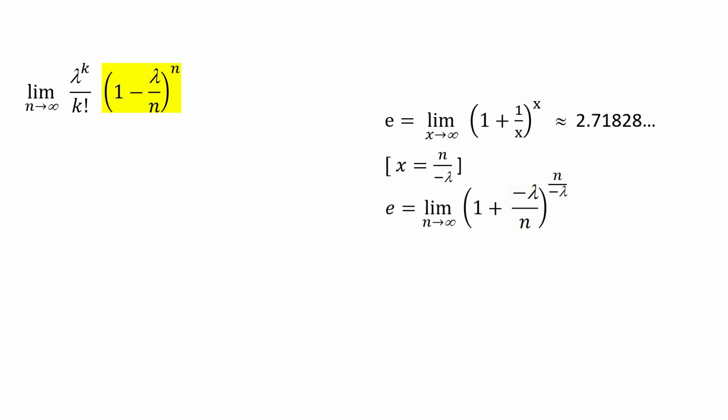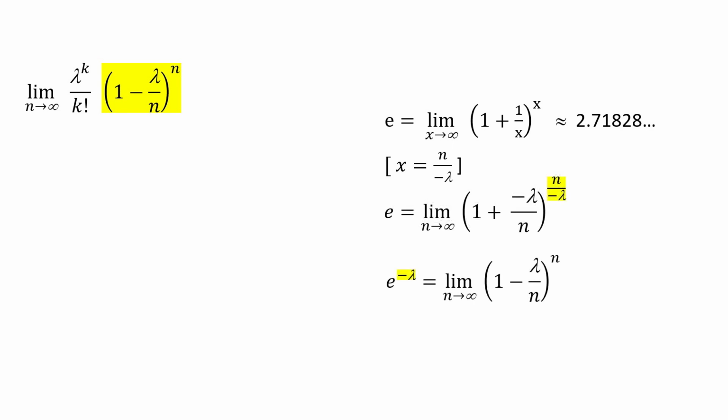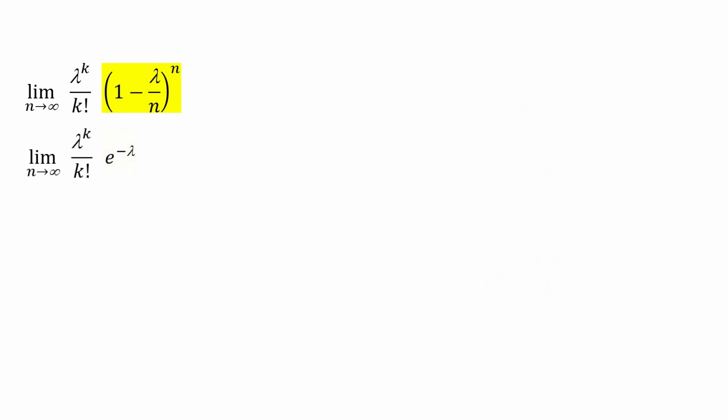We now have almost exactly what we need. We just need this exponent to be simply n. So we raise both sides by negative lambda. We've thereby determined that the right side expression equals e to the negative lambda. Substituting back into the former expression, we now have a formula with no n, so we can remove the limit expression. This is the Poisson distribution.